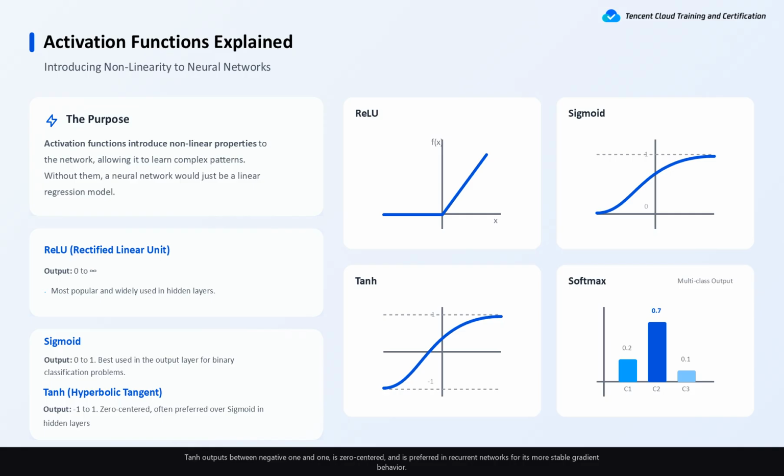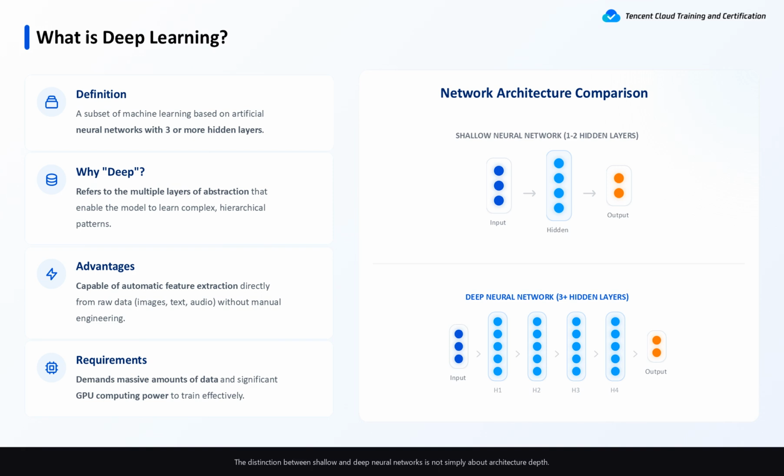Sigmoid squashes any real number into the range 0 to 1. It is used in binary classification output layers, but saturation at the extremes causes gradient vanishing in deep networks, limiting it. The distinction between shallow and deep neural networks is not simply about architecture depth.